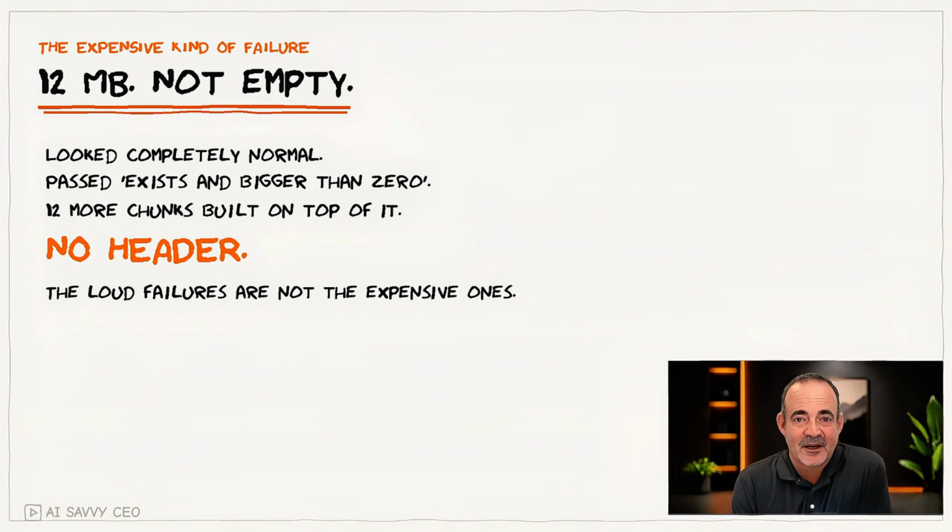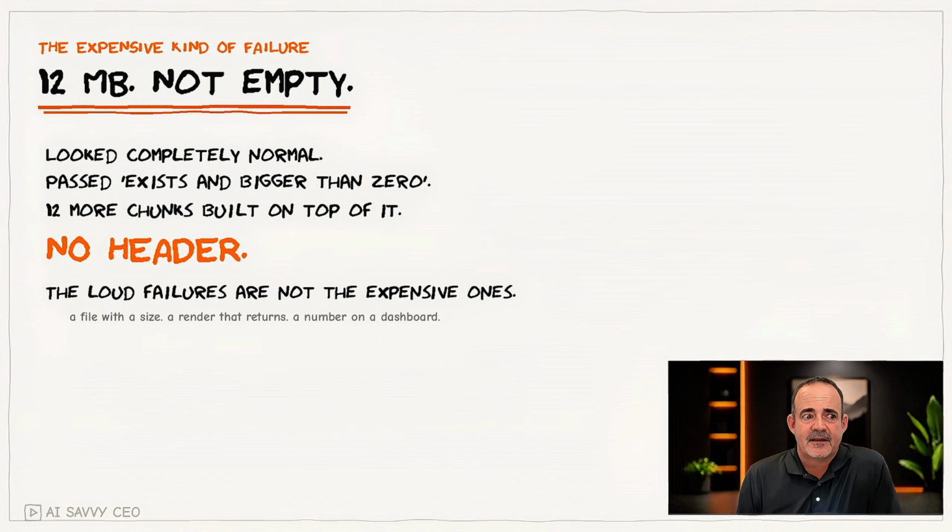Here's the thing nobody tells you about automating your own work. The failures that cost you are never the loud ones. A loud failure you fix in a minute. The expensive ones are the things that come back looking exactly like success. A file with a size, a render that returns, a number on a dashboard.